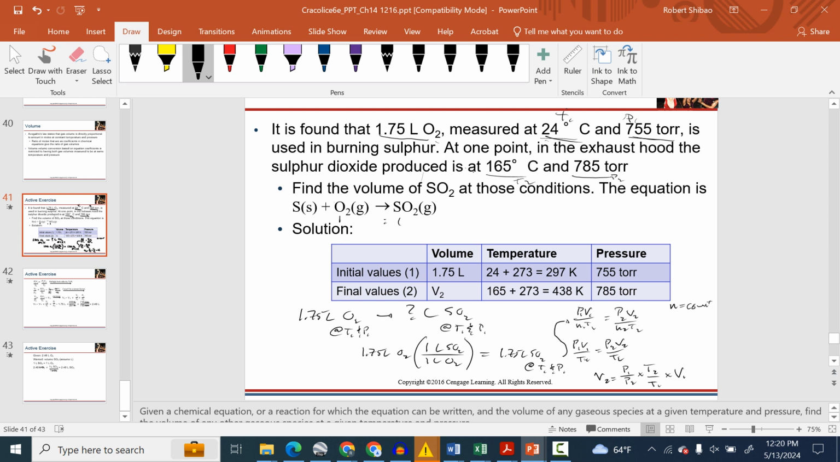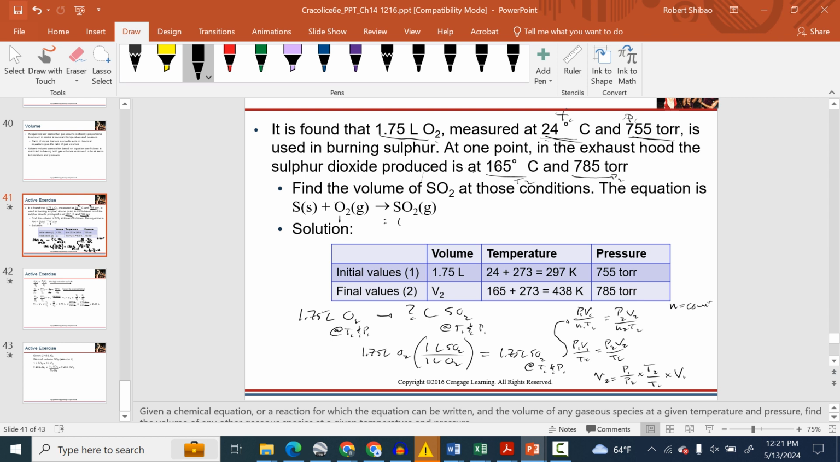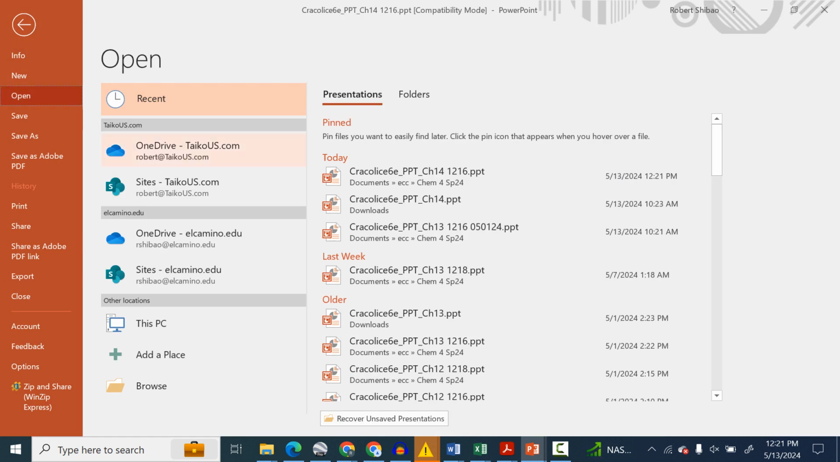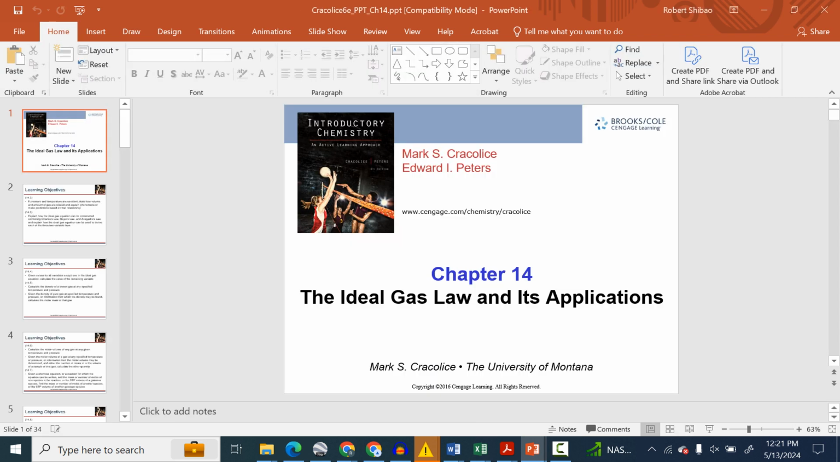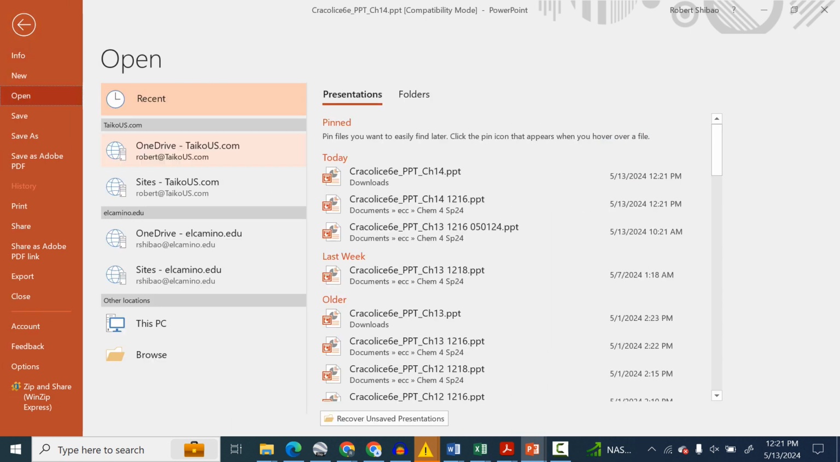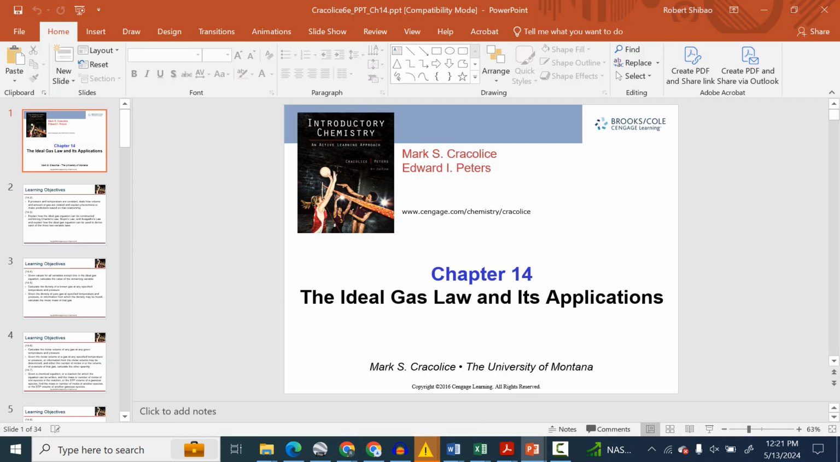All right, so this is an example of a gas-to-gas stoichiometry problem. There are other examples of gas-to-gas stoichiometry as well. That's actually all of chapter 14. All of chapter 14. Let's take a look at chapter 15 next.